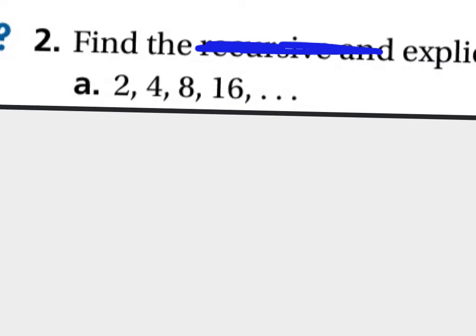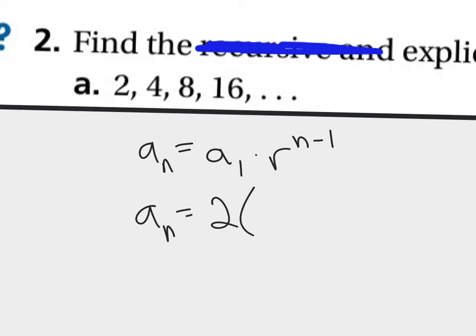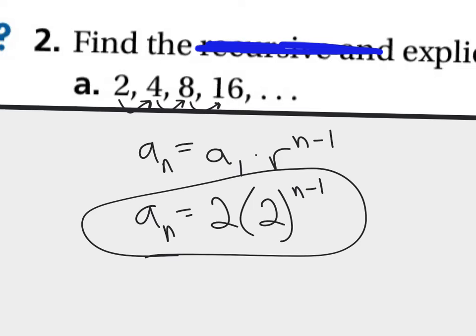So part A, if we start out with this, our first term is 2. That goes in place of the a sub 1. The ratio, you can see we're multiplying by 2, so our common ratio is 2. So this technically could be our explicit formula.